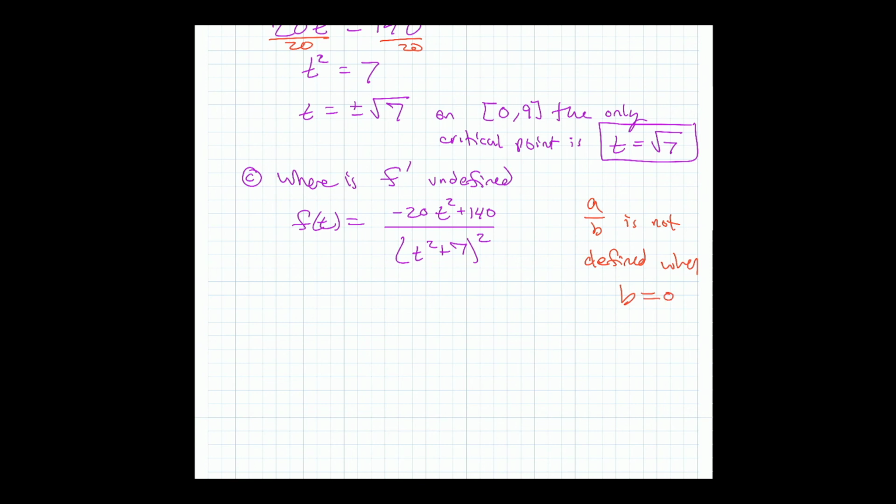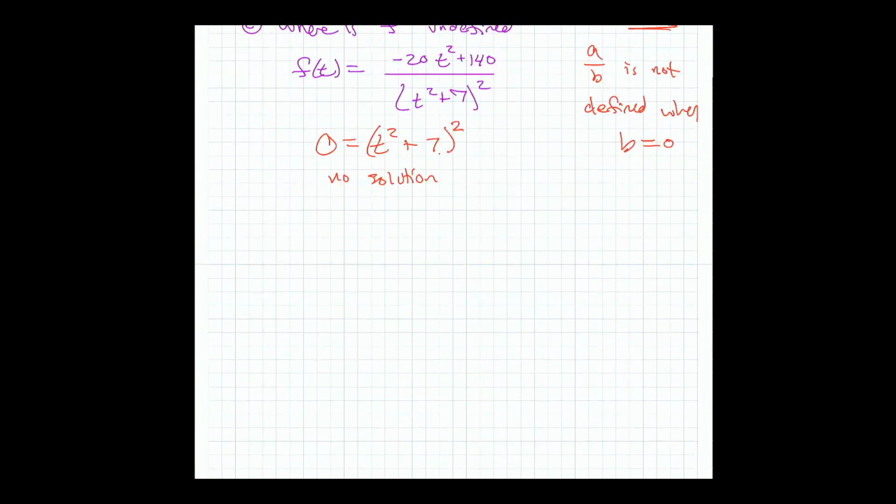So if you're trying to look for where this is undefined, you would set the denominator equals 0, okay? But this has no solution. You can't make that 0 because it's t squared plus 7, right? It was t squared plus 7 squared. So it's always bigger than 7 squared. It's always bigger than 49, so you can't make it 0. So that has no solution. So we're back to just this being our only critical point. So, all right, what do we have? We got critical points. So now we move on to the second step.